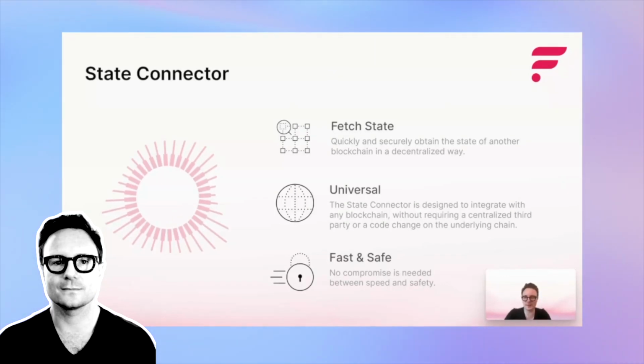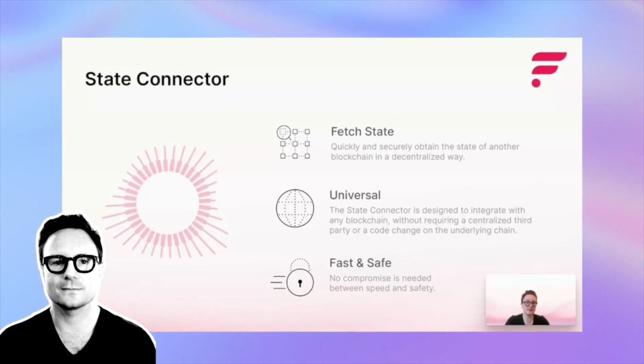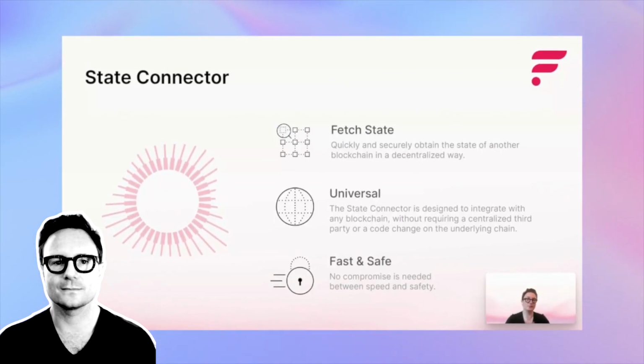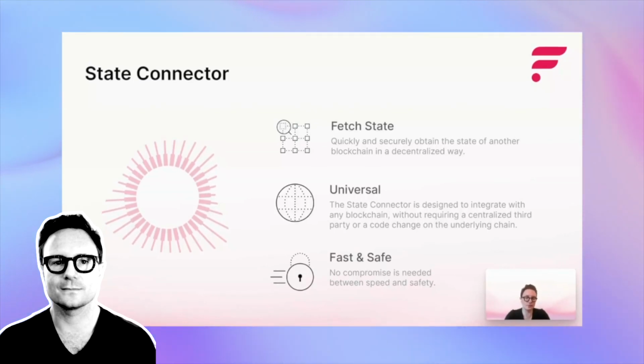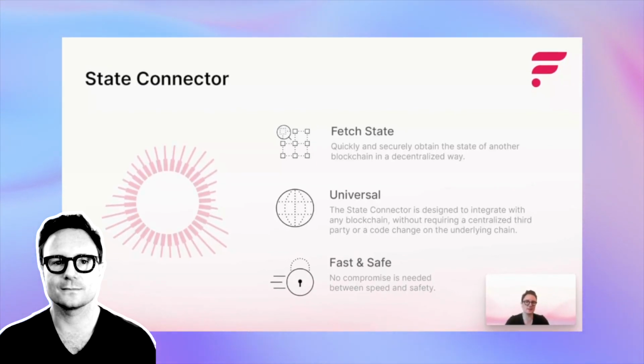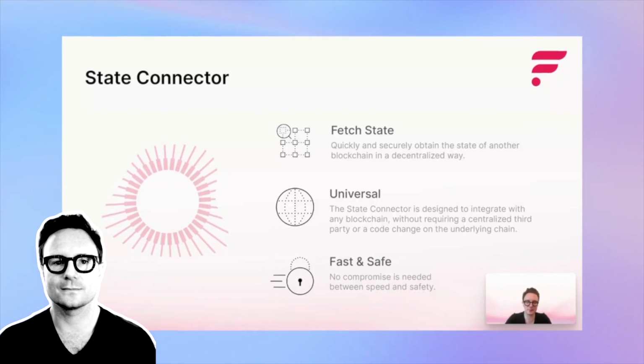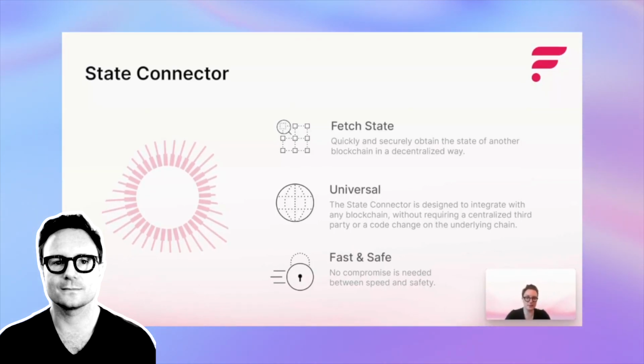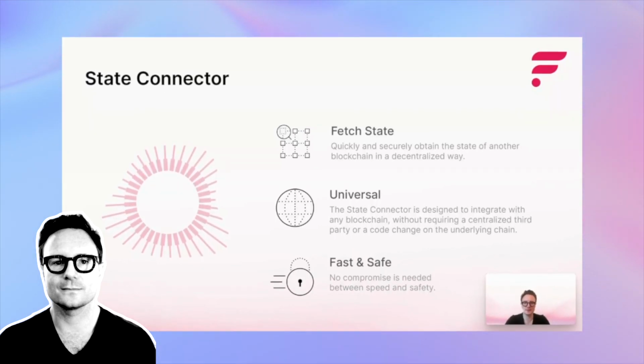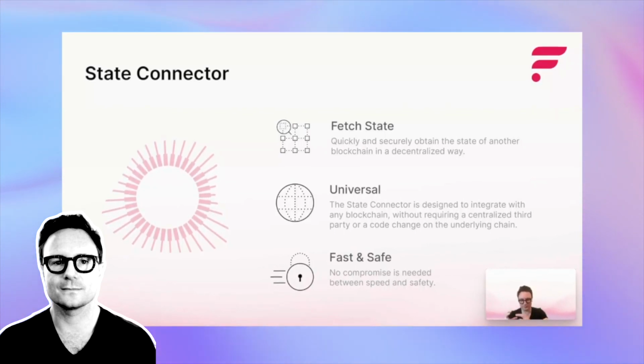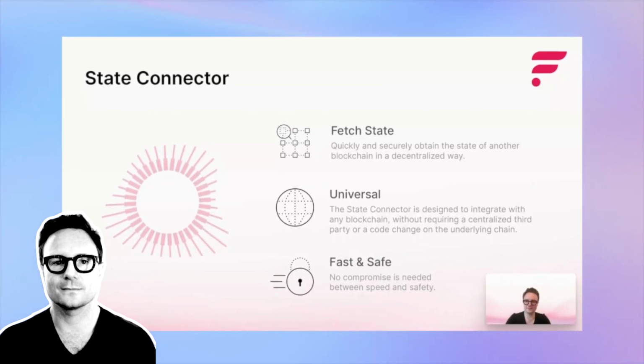So moving on quickly to the state connector. State connector is the second of Flare's two native core protocols. State connector allows deterministic and immutable data from other blockchains to be securely acquired by applications on Flare. This means applications can use data from other blockchains directly on Flare in their smart contract.